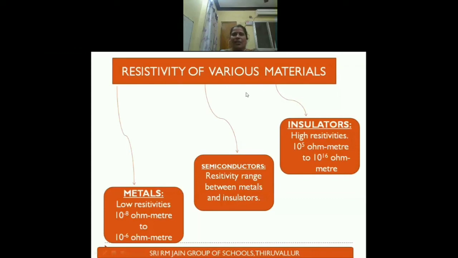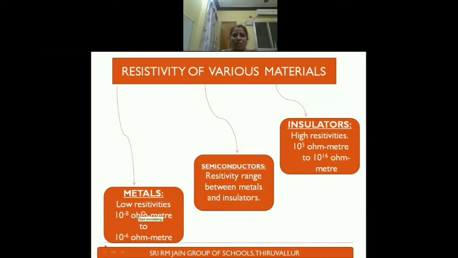Resistivity of various materials. Based on the resistivity values, we are going to categorize the materials into three types. The first one is metals. Metals have low resistivities.